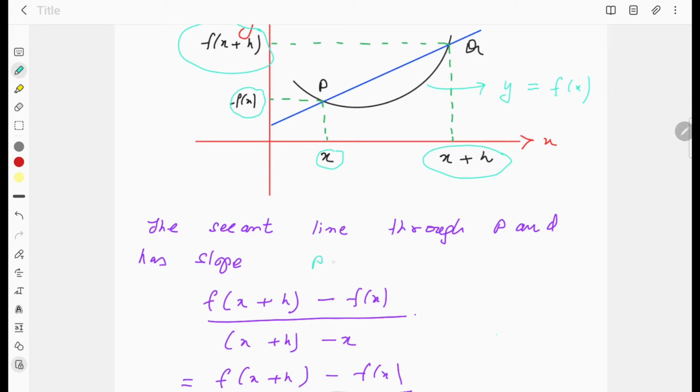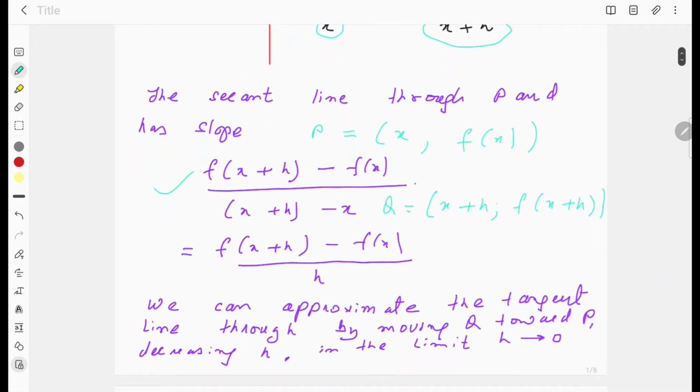Let me write the coordinates. The coordinates of P: the x value is x and the y value of P is f(x). Likewise for Q, the x value is x plus h and the y value is f(x plus h). If you apply y2 minus y1 over x2 minus x1, you get this expression. If I simplify the denominator, x and minus x will cancel out and I'm left with h.